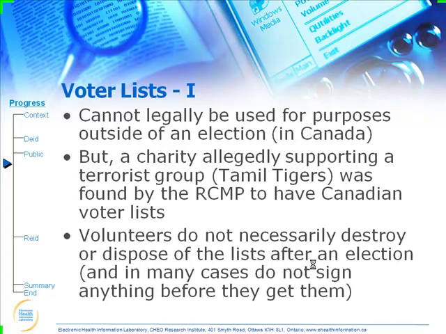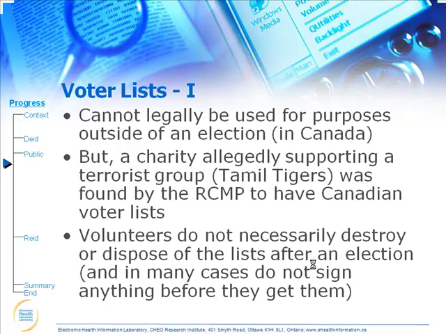So in the US, the first problem is that there are legal restrictions on the use of voter lists in some states. But the other thing is that about 1/3 of the US adult population, or adult citizens, don't actually register to vote. So the voter list is not a population registry. It only covers about 2/3 of the population. In Canada, it's the same issue. The voter list cannot legally be used for purposes that are outside of an election.